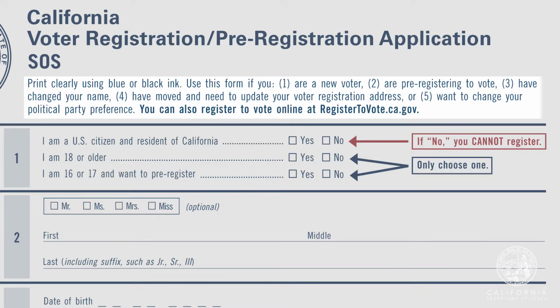You can also register or pre-register to vote online at registertovote.ca.gov. Please note, if you have previously served a state or federal prison term and have completed serving that term, your voting rights have been restored, and you are eligible to register to vote.